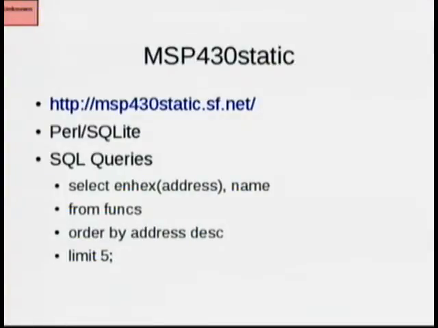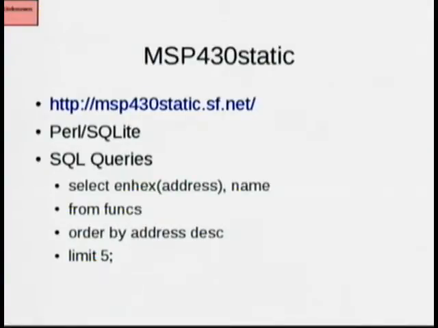It's written in Perl calling SQLite, which calls back to Perl, which would be suicide if you were trying to do it for a PC program. But the longest program that physics will allow on this chip is 32,000 words. A 32,000 row table is not that difficult to query. So you can write a query. You can select the hexadecimal address of a function along with its name, ordering it by the addresses in descending order, and you can limit that to 5 results.